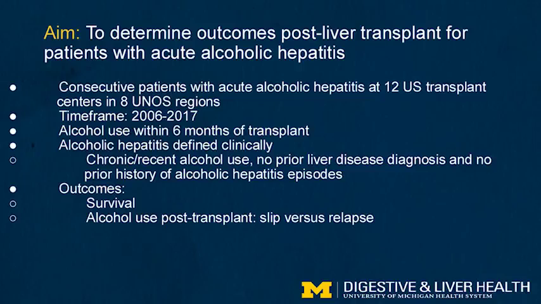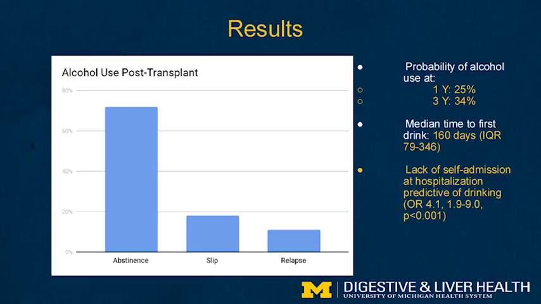Anybody who had alcohol use within 6 months of transplant and met the clinical definition of alcoholic hepatitis was included in their cohort. Note that they also had to have no other prior liver disease diagnosis and no prior history of alcoholic hepatitis episodes. This gets at the choice of these patients. In transplant centers that are transplanting alcoholic hepatitis, it is a very select group of patients that meet the criteria they've assessed. Typically, if they've had any other alcohol-related liver disease in the past and drank over it, people won't transplant those individuals. So if they had that before, they did not transplant them here, and they looked at survival.